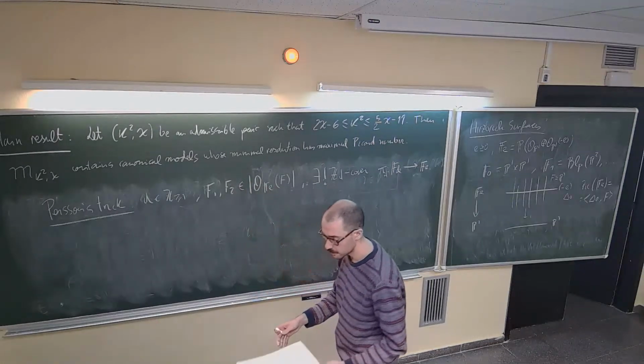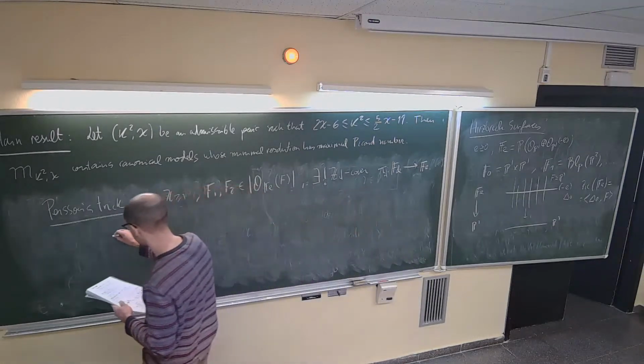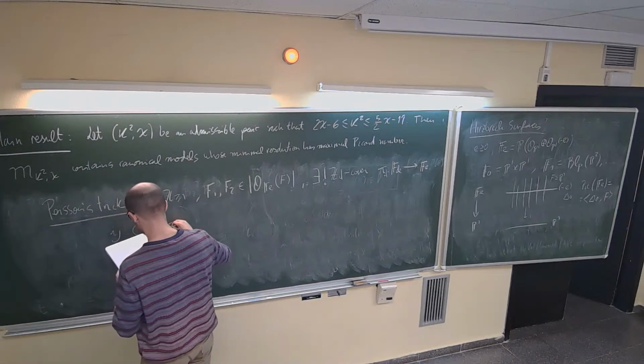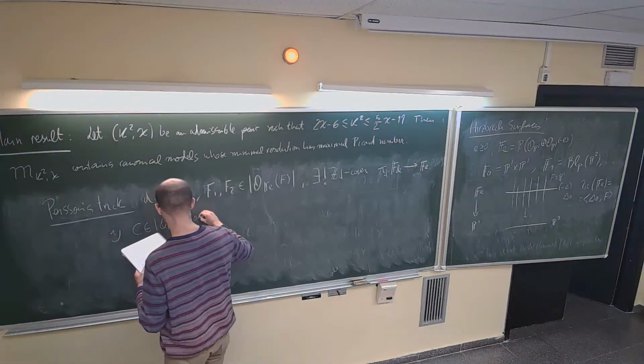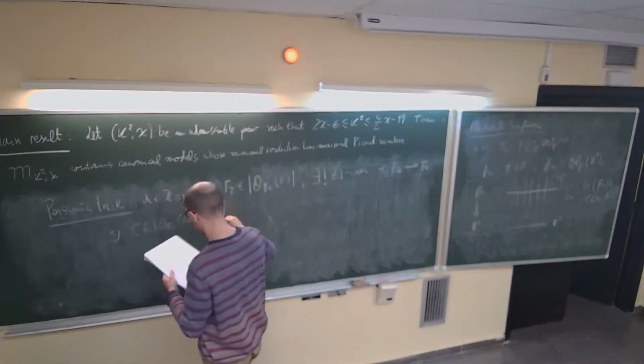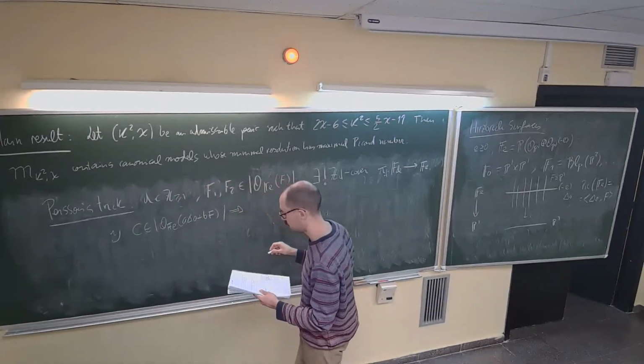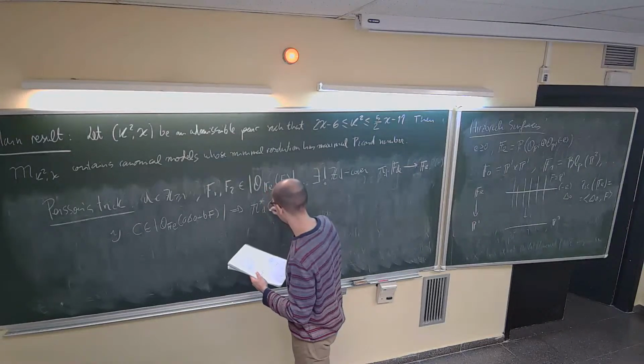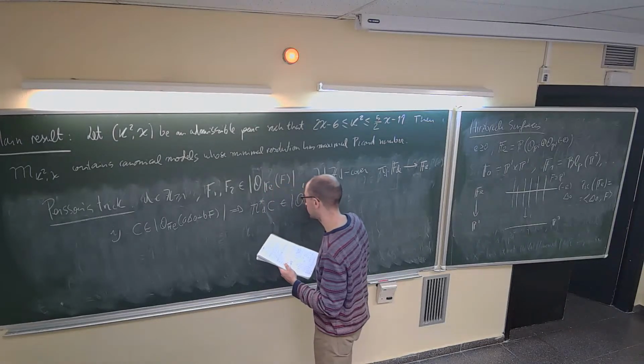Okay, the other part of the result says that if we have a curve in this linear system, then it pulls back to a curve in this other linear system.